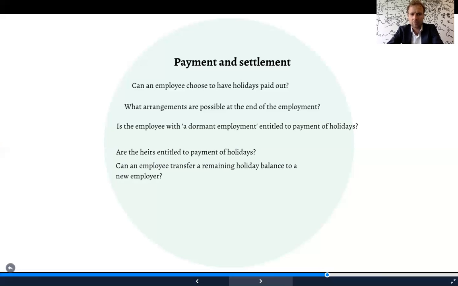The second question is, can an employee transfer a remaining holiday balance to a new employer? Yes, this is possible for employees to transfer the outstanding holiday account to the new employer, and then the former employer where the holidays are accrued should pay the salary for those holidays, and then at the new employer, the employee is allowed to take unpaid leave for those remaining vacation days. It's not a situation that is often used in the Netherlands, I presume, but it is allowed by law.